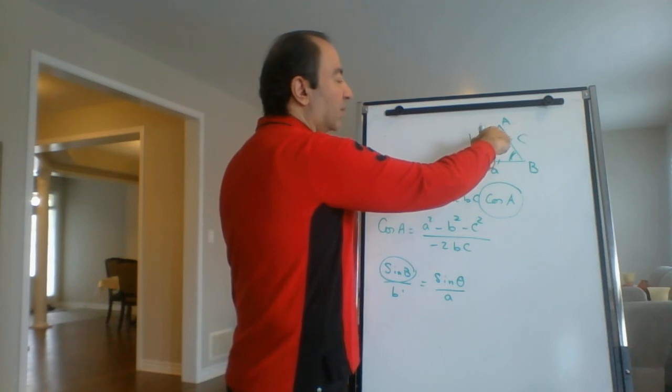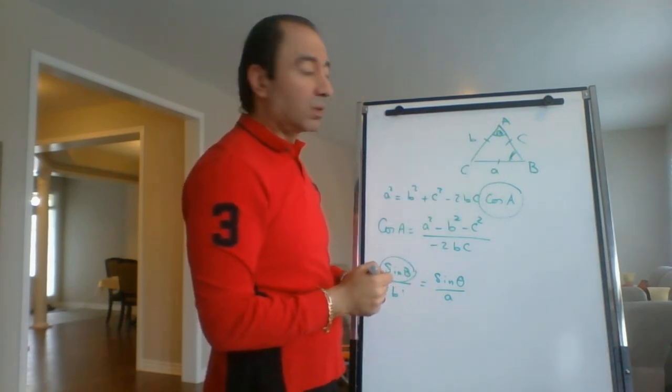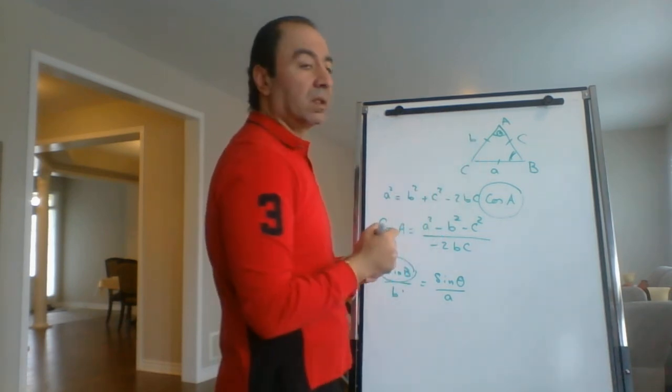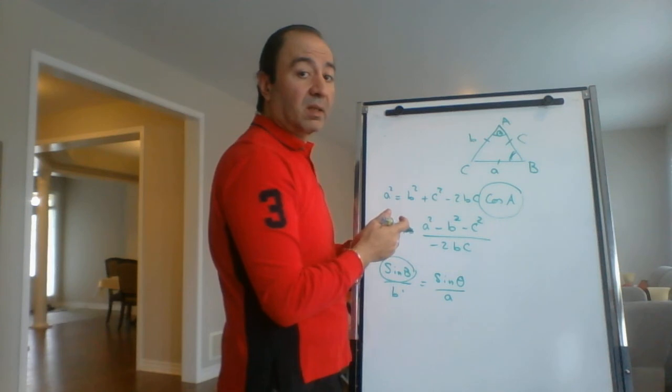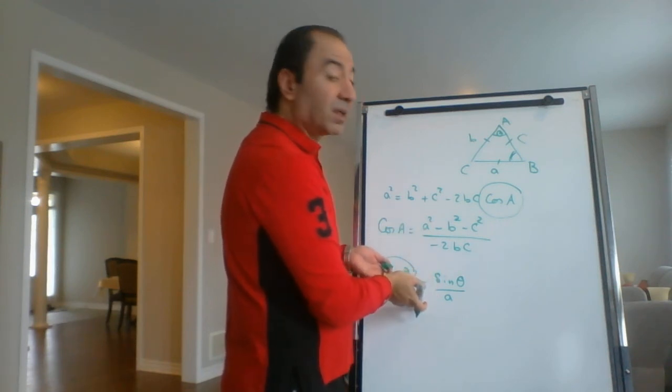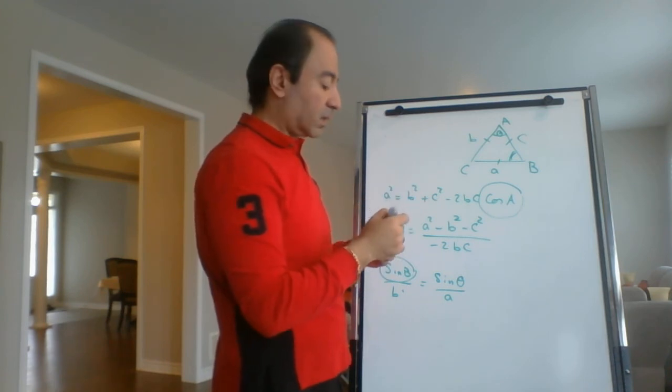Now I know A and B, and if I want to find the third angle, I can use the property that the sum of the interior angles of any triangle has to equal 180 degrees and get the third one. So use cosine law once to get one of the angles. Don't use it again because it's a waste of time. Use sine law, it's easier. Then use the fact that the sum of the angles is 180.